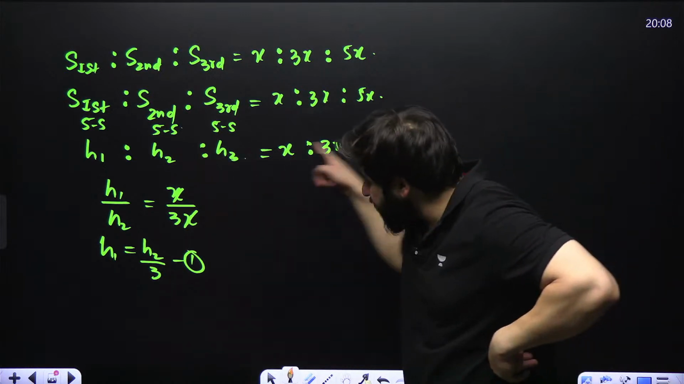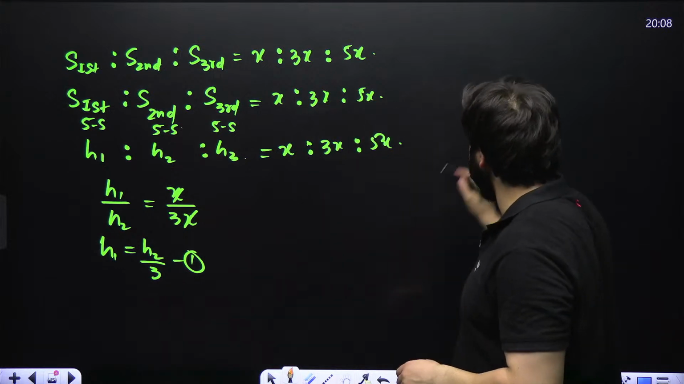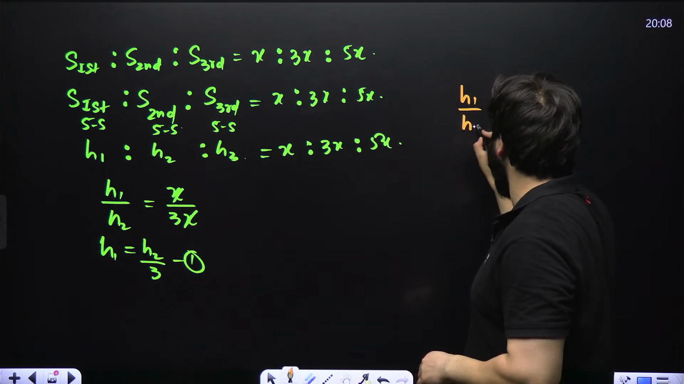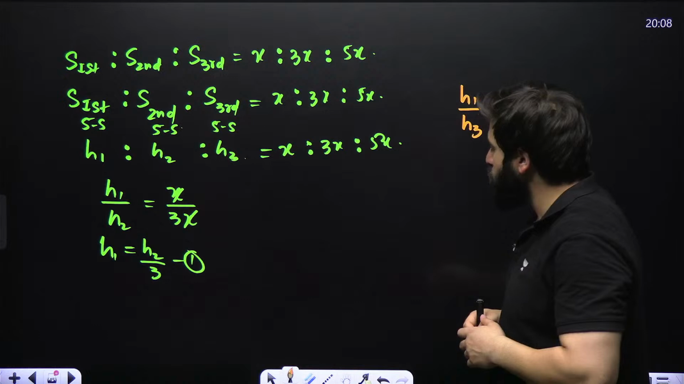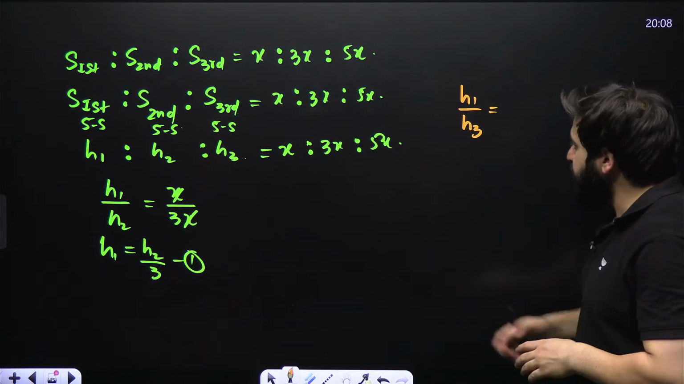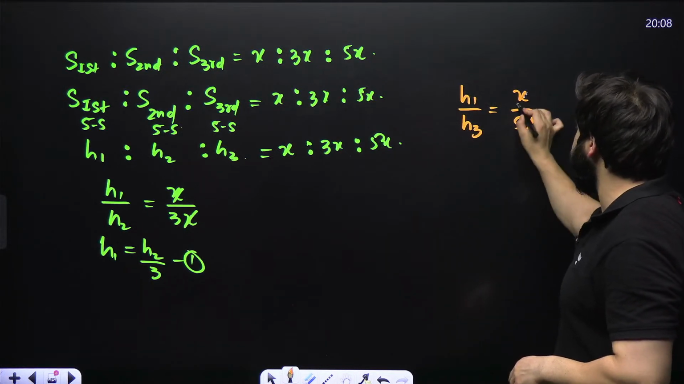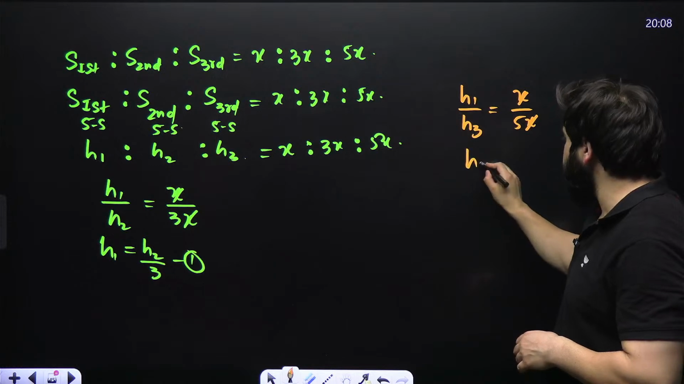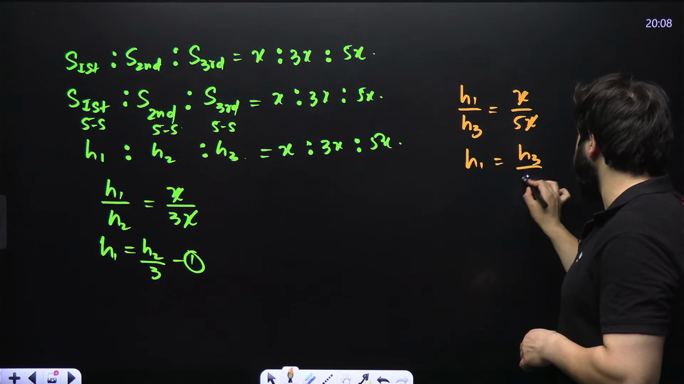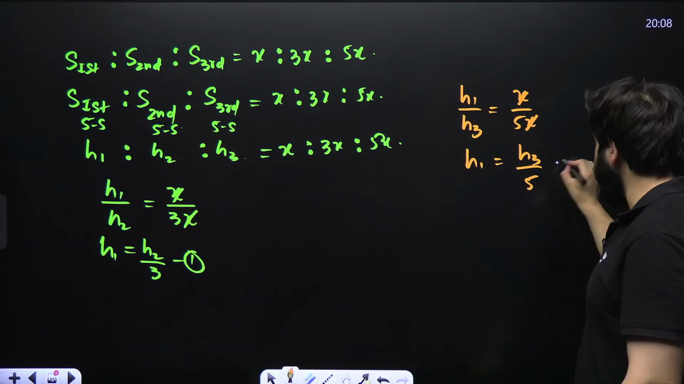Now, from this ratio also, can I say h1 by h3? What is the value of h1 by h3? h1 divided by h3 will be simply x by 5x. This and this will cancel. Take it over there. h1 will come out to be h3 by 5. Now, this is the second equation.